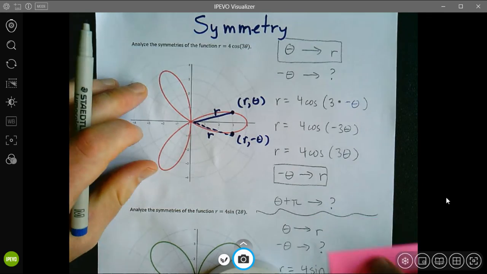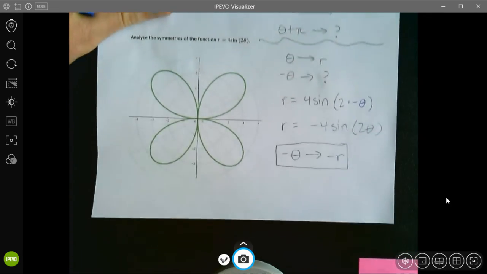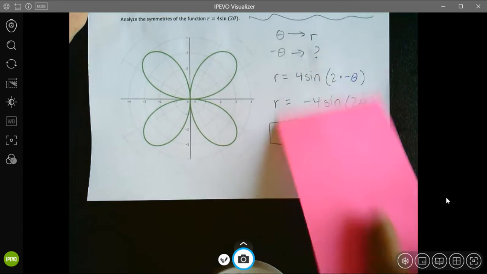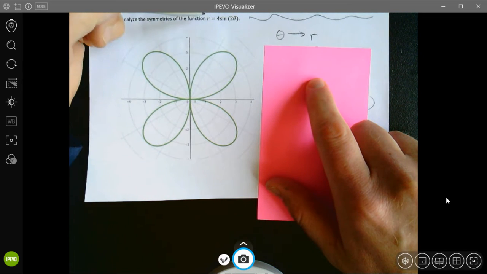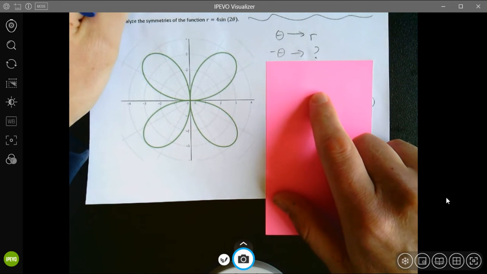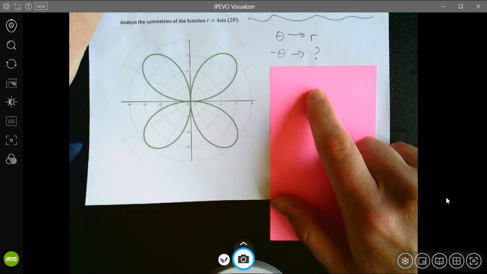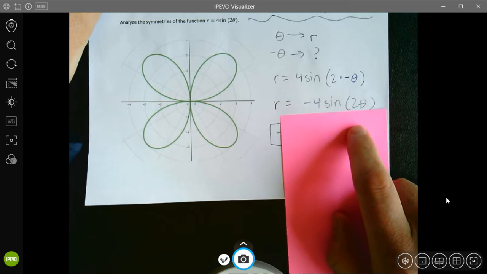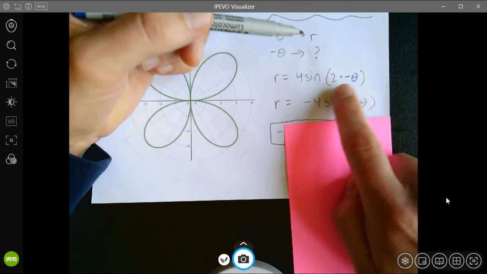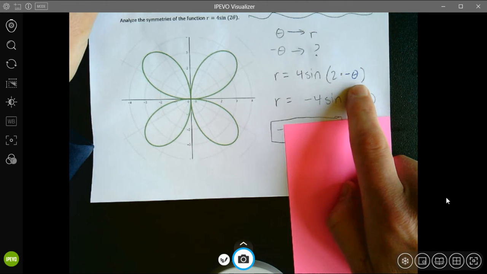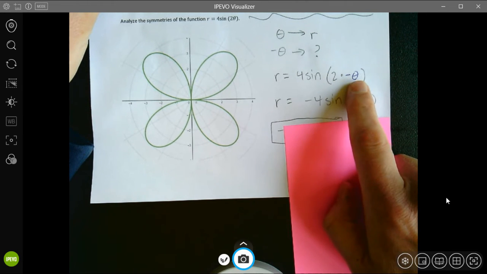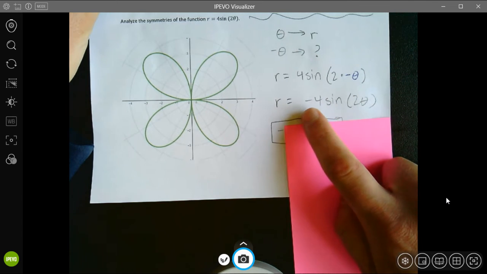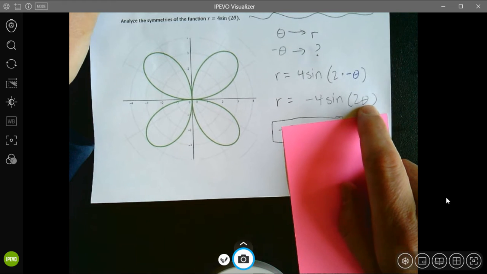All right, let's look at one more example. So what about the function r equals 4 sine of 2 theta? Once again, if we just use normal theta, that's going to correspond to r. Let's take a look at what happens when we do negative theta this time. All right, so I replaced theta with negative theta. 2 times negative theta is negative 2 theta, and based on the symmetry of the sine function, we know that sine of negative theta is the opposite of sine theta. So this is going to be equivalent to negative 4 sine of 2 theta.